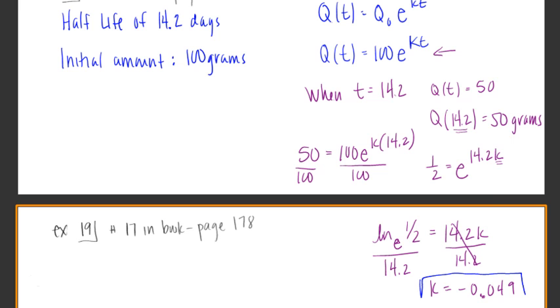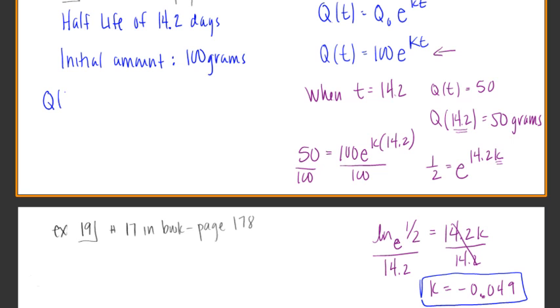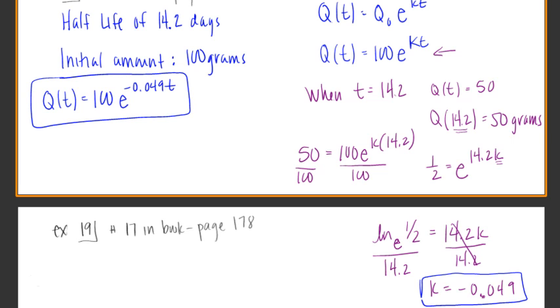Okay, so let's take this k value that we just found and plug it back into our main equation. So we have right now that Q of t is equal to our initial quantity 100 e, and now we have k, negative 0.049t. So that represents right there our main quantity. No matter what your time t is, that's going to find that for you.